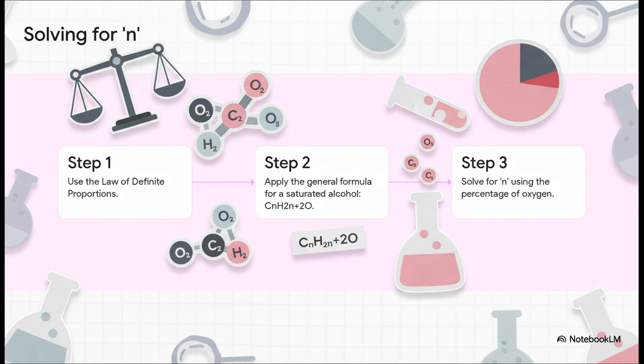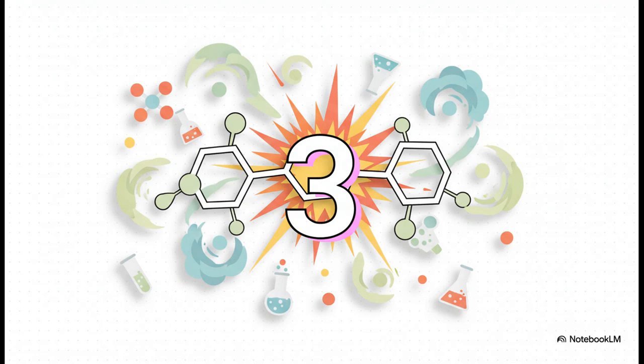We know the general formula for a saturated alcohol, right? It's CnH2n+2O. All we have to do is set up a simple equation using that formula and our 26.67% oxygen clue. From there, we can solve for n, which is the number of carbon atoms. And when we run the numbers, boom, we get our answer. n equals 3. Just like that. This tells us our mystery alcohol has a 3-carbon chain. That's a huge piece of the puzzle right there.